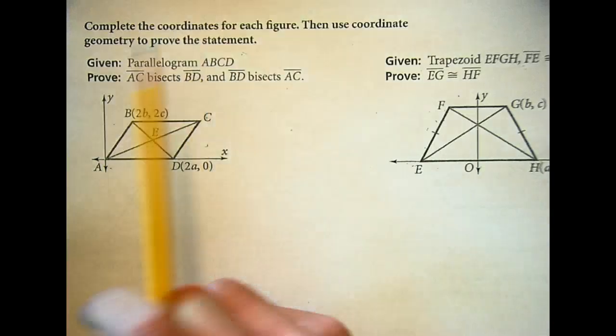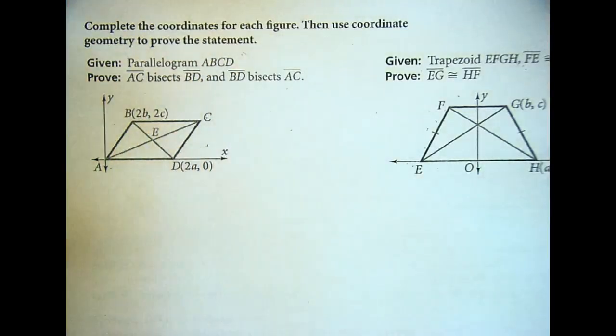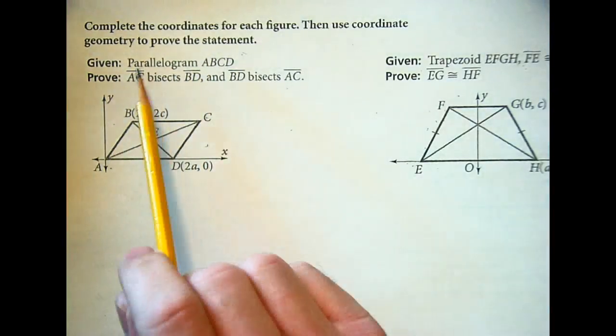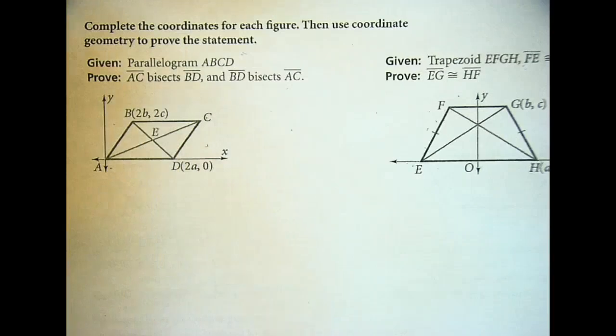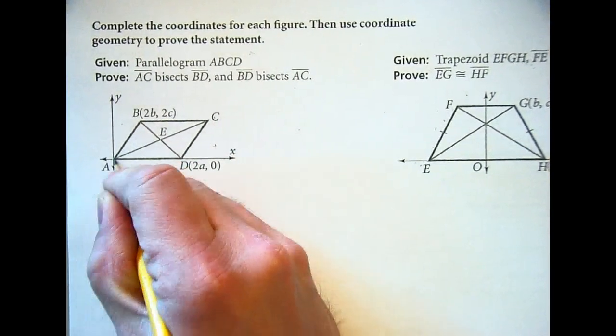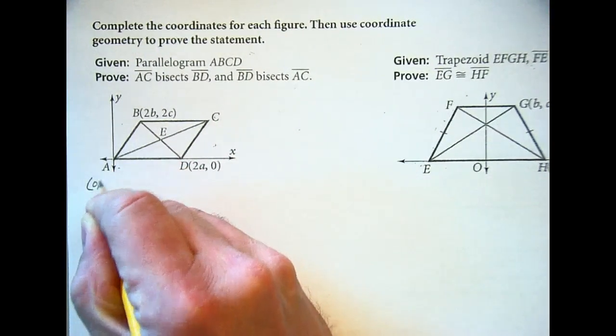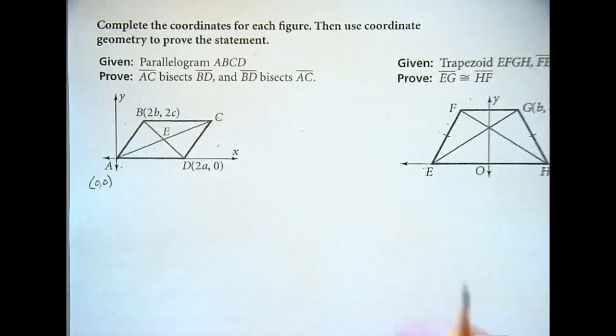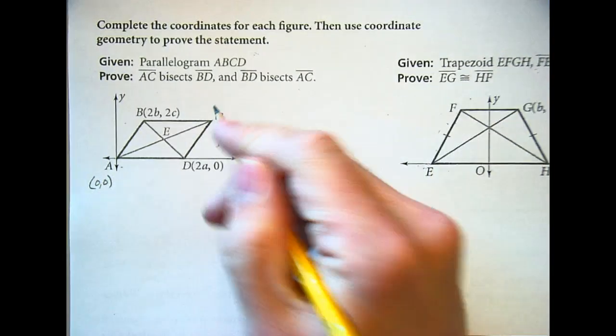All right, here we go. It says complete the coordinates for each figure, then use coordinate geometry to prove that statement. First thing, I want you to find what A and C are. Work with your neighbors. Ready, go. Your attention back up here. I'll give you A, the difficult one here. A is the ordered pair 0, 0. Okay. C.